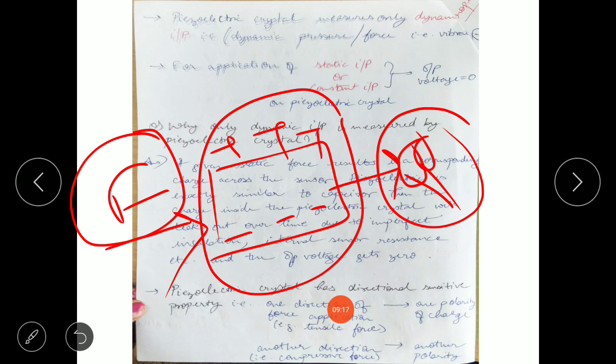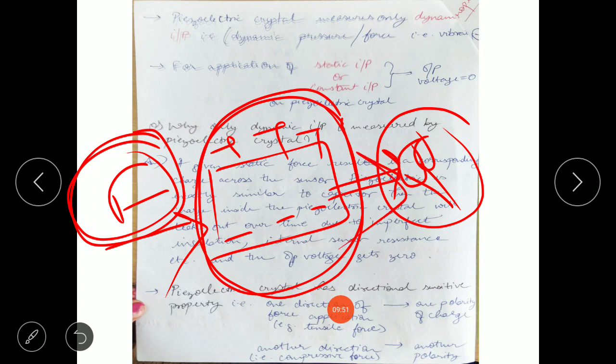Now this capacitor will have some internal resistance, and because of the imperfect insulation, what will happen? This charge will leak out, and as a result the output voltage will become 0. Therefore, for static force the output voltage of a piezoelectric crystal becomes 0, and because of this we apply dynamic, or time varying, force or vibration to the piezoelectric crystal, so that we can get the charge.